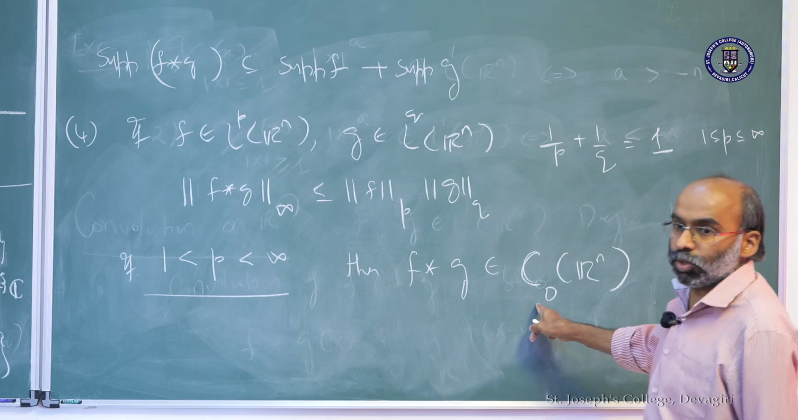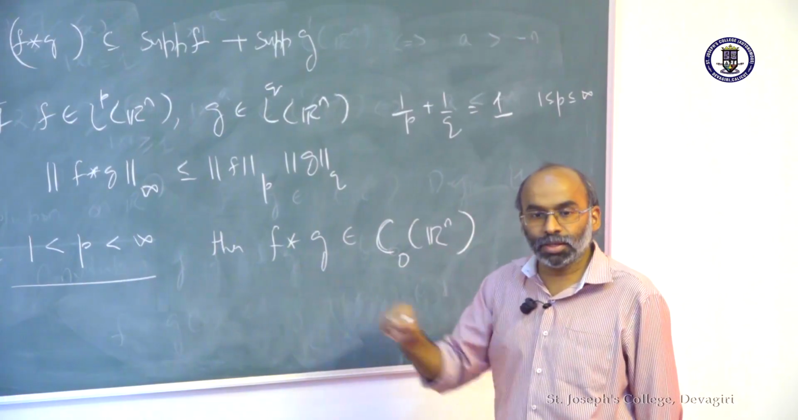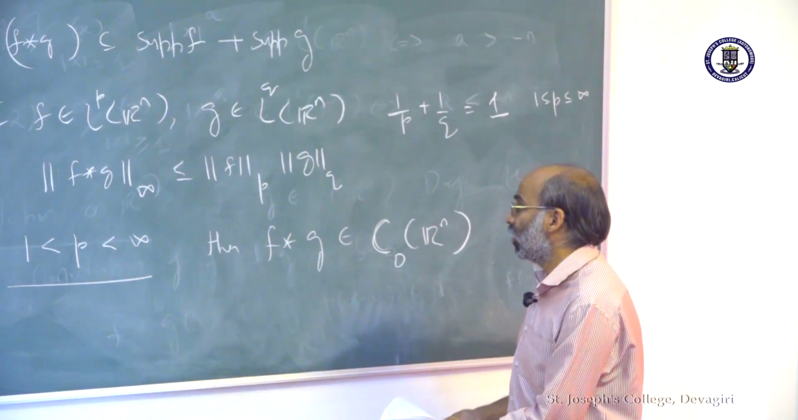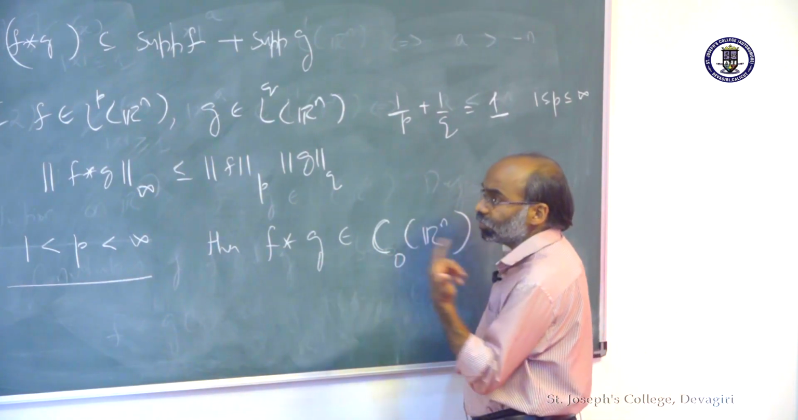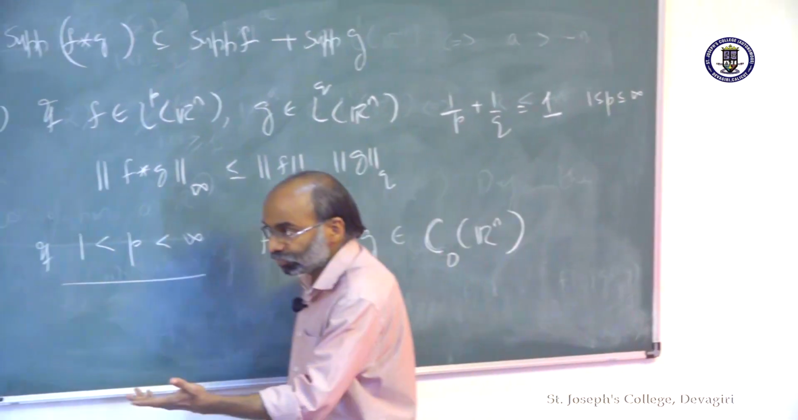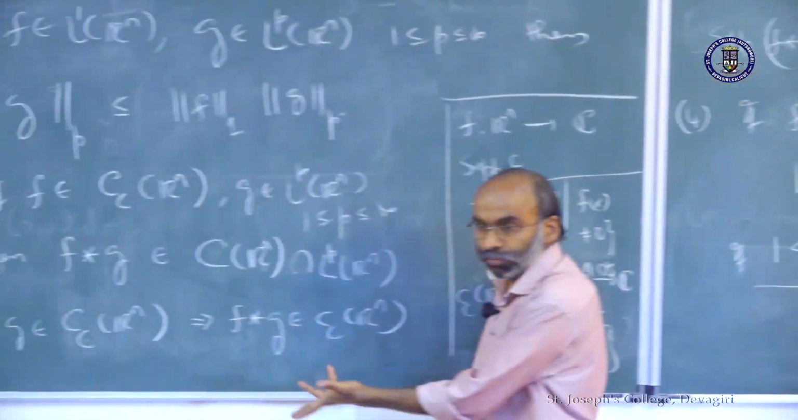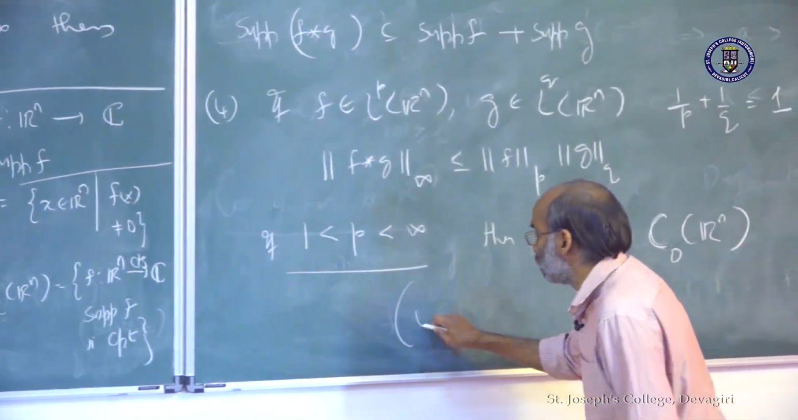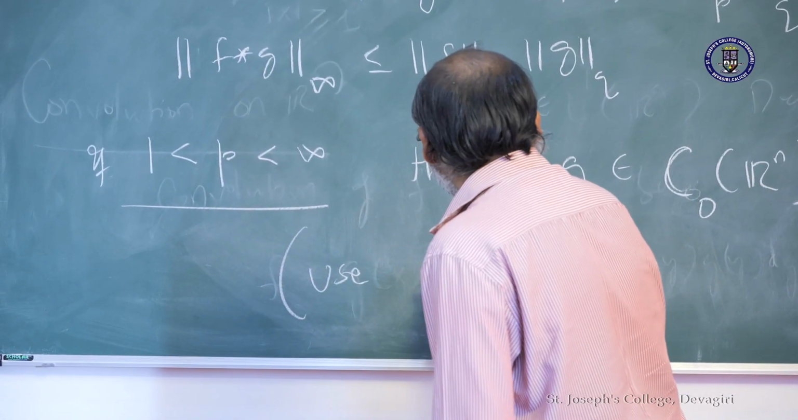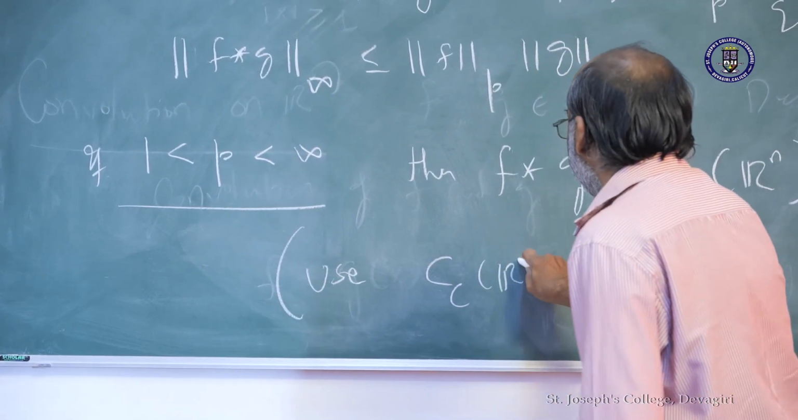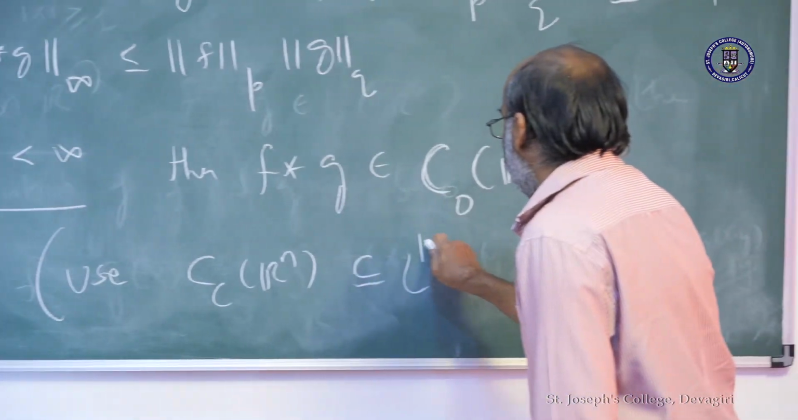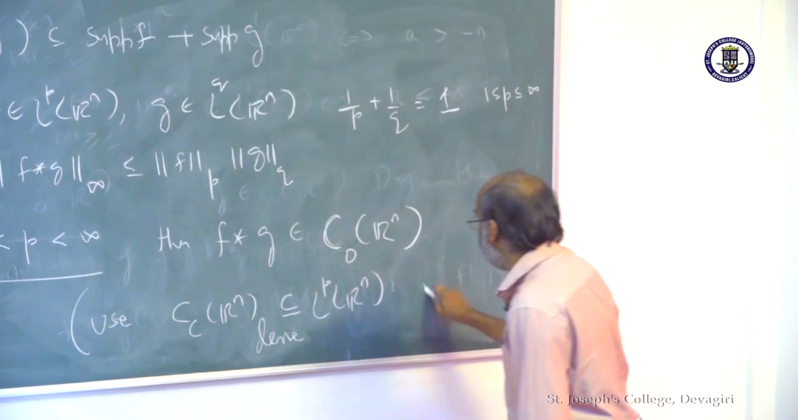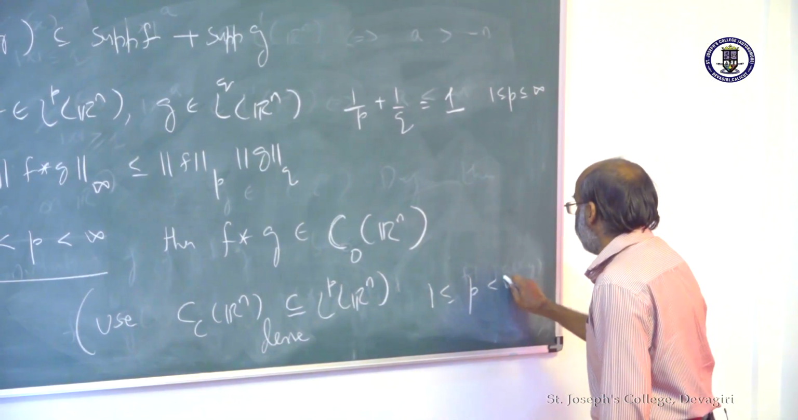Okay. What is C0? Continuous functions vanishing at infinity. So, they die at infinity. Well, how will you prove something like this? You can start with functions in Cc, they are dense. So use the fact that Cc of Rn contained in LP of Rn is dense. Okay. So, this is dense as long as p is strictly less than infinity.